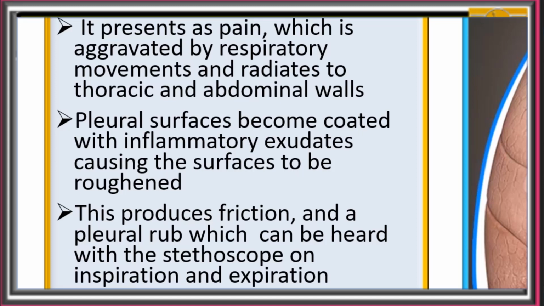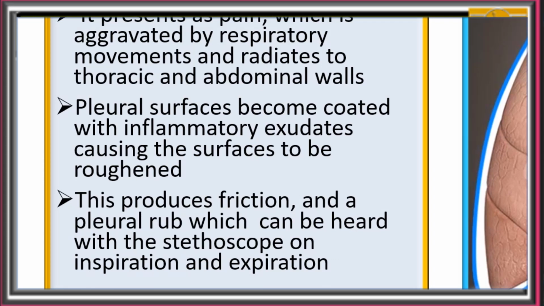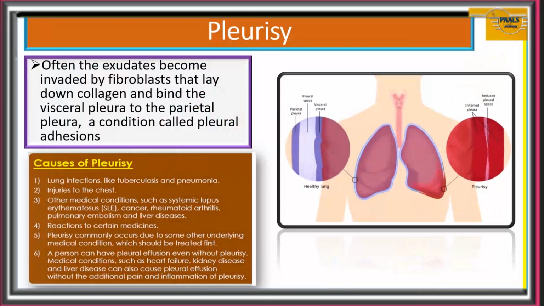and abdominal walls. The pleural surfaces will become coated with inflammatory exudates that will cause the surfaces to be roughened. This will produce friction and a pleural rub, which can be heard with a stethoscope on inspiration and expiration. The exudates will become invaded by fibroblasts that will lay down collagen and will bind the visceral pleura to the parietal pleura. And this condition is called pleural adhesion.